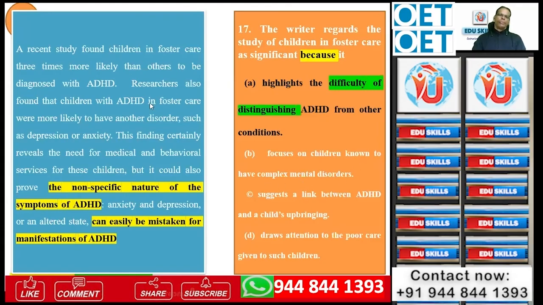They don't say the children in foster care have complex mental disorders. Nothing is mentioned in the paragraph. Suggests a link between ADHD and children's upbringing. It doesn't speak anything about children's upbringing.